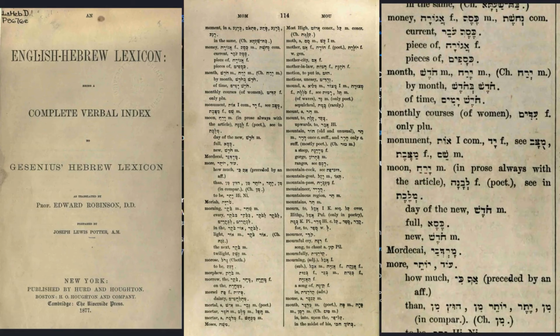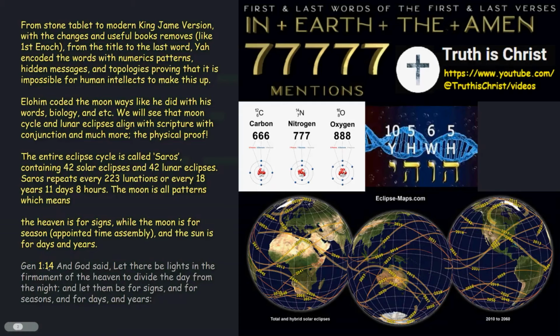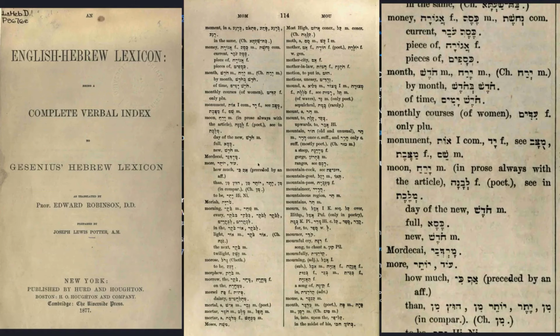Here is a book I found surfing the web, an English to Hebrew Lexicon from 1877, page 114, which is like Genesis 1:14, just a coincidence, 114. And look at this, month. Month is written the same way as moon, the day of the new moon is written the same. Month and moon are written the same, and new moon is also written the same. Month, day of new moon. But full moon is written different, and we'll talk about full moon, and there's so much about full moon. I don't think I have enough time.